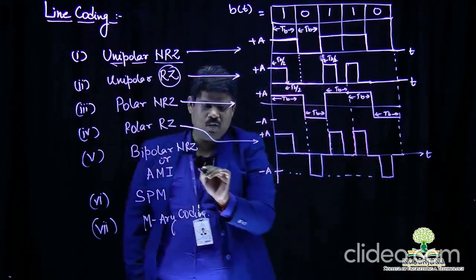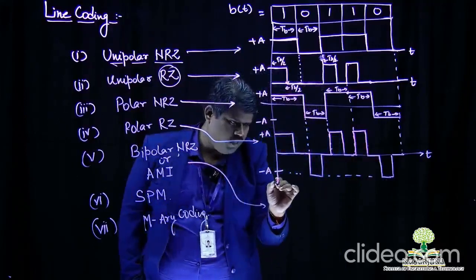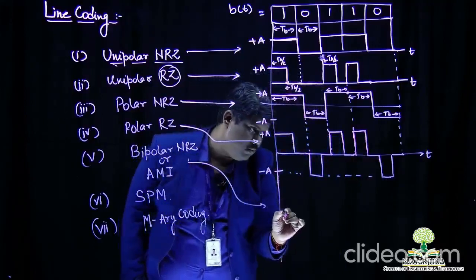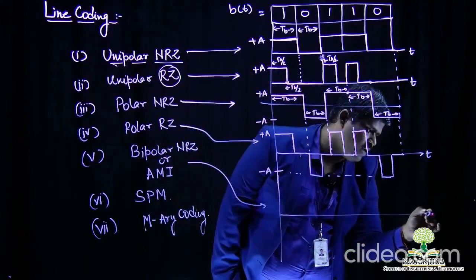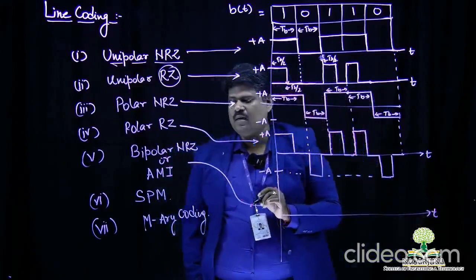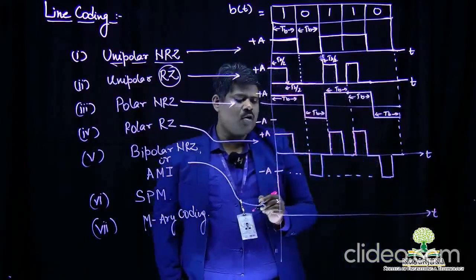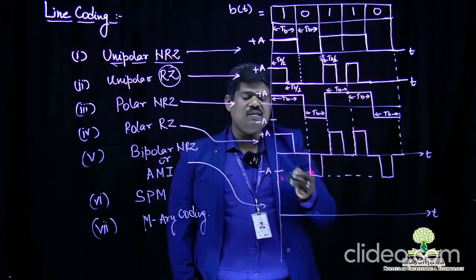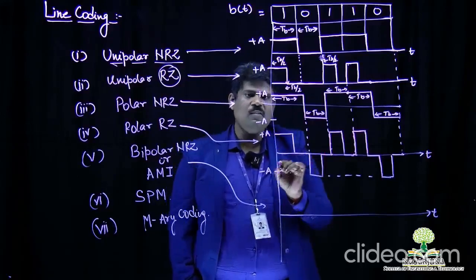Now next is your AMI. What is AMI? Again, AMI is alternate mark inversion. The nomenclature is important, so please try to understand it. Alternate mark inversion means that for successive ones, the polarity will change. For 0, it will be 0.